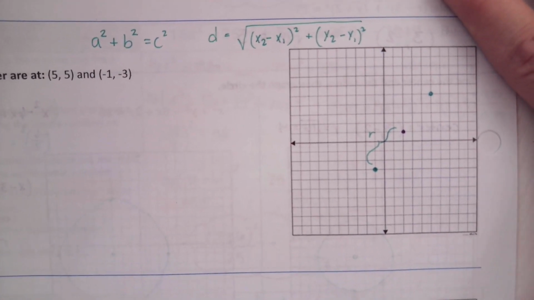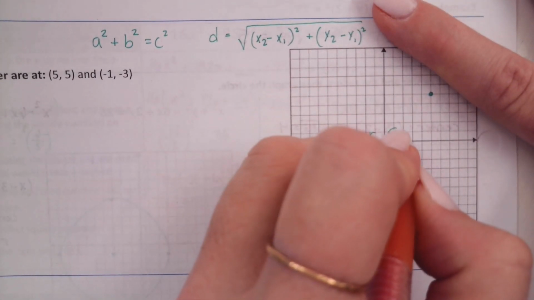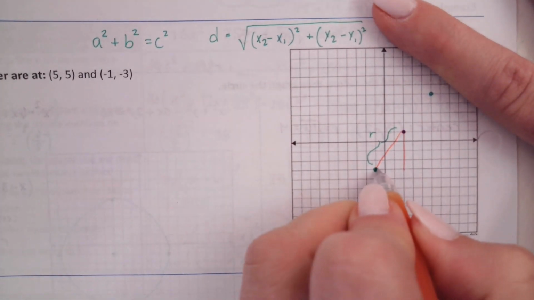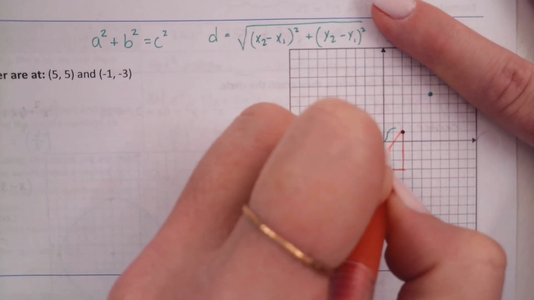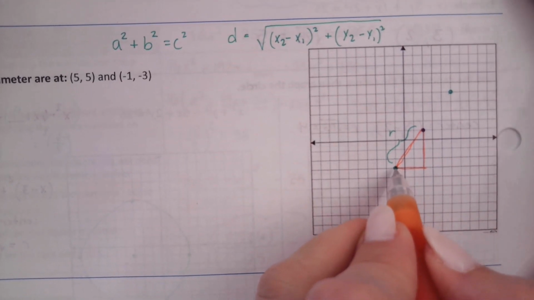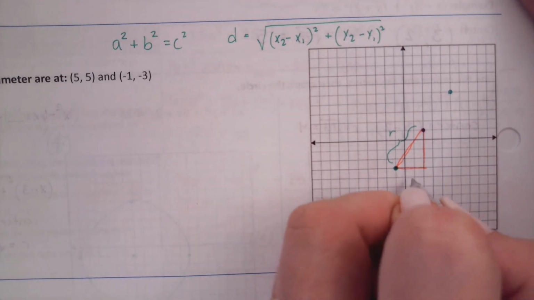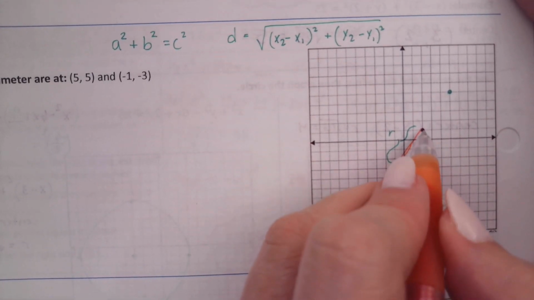So for Pythagorean theorem, we're going to need to draw ourselves a right triangle using one of those endpoints and the center. Technically, the distance formula is just the Pythagorean theorem, written with the points instead. So I'm going to find the length of each of these sides. The bottom measures 3. What does the right hand leg measure? 4.